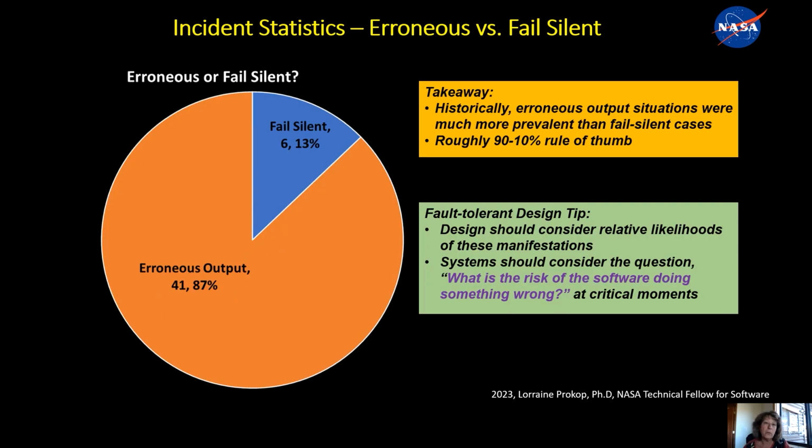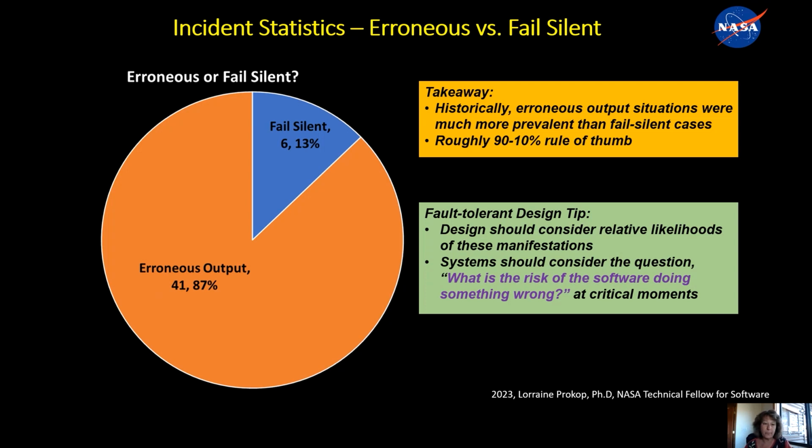But just flying through the results, out of all these cases, 87% of them were erroneous and 13% were fail silent. So obviously, historically, erroneous is much more common. So the design should always consider erroneous as the more common thing that happens. And if there's something critical, you have to say, what is the risk if the software does something wrong at this point in time?